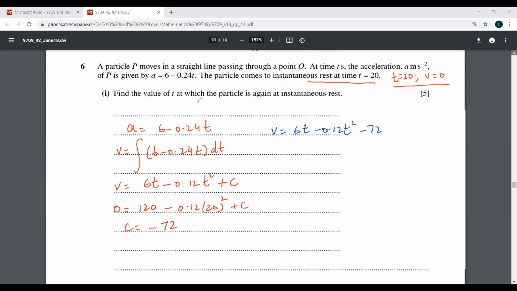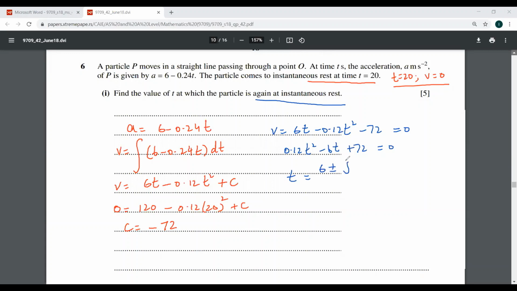It says find the value of t at which the particle is again at instantaneous rest. So you need to put this velocity equal to 0, okay? So you put that equal to 0 here so that you can solve this equation. You can use the quadratic formula or whatever you want. So 0.12 t square minus 6t plus 72 equal to 0. You must show that step required to solve this, and then you can use your calculator, okay?